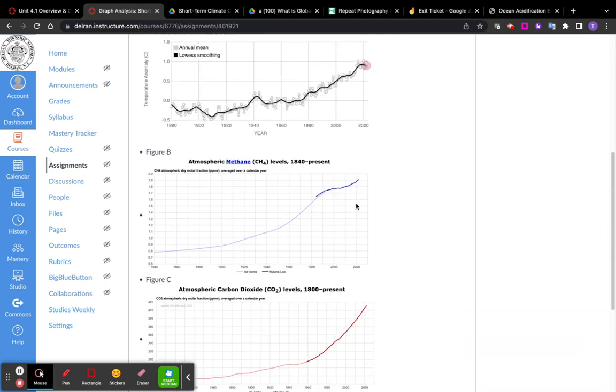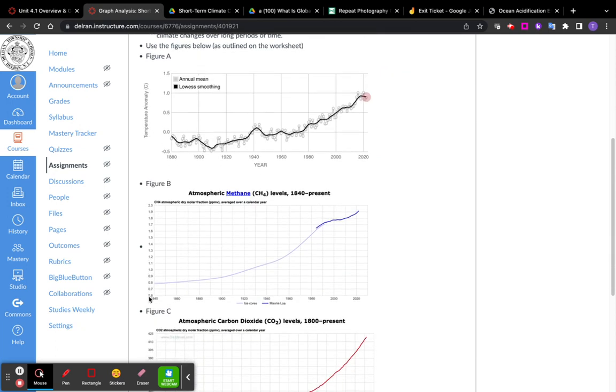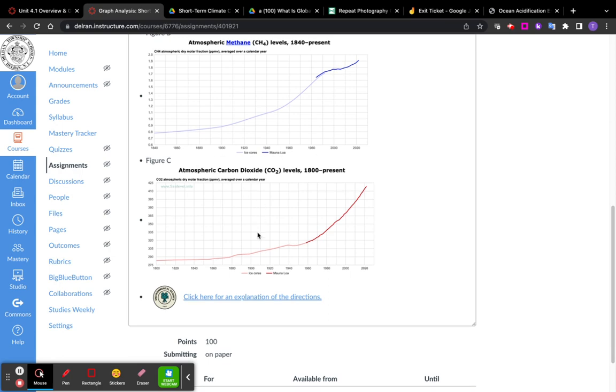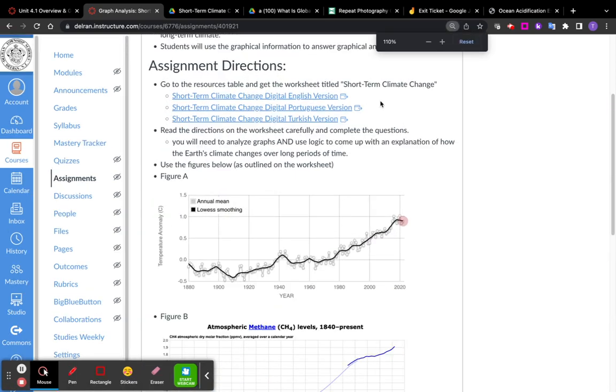Something that's important about this is that this graph here has something on the y-axis called temperature anomaly. And I'm going to explain to you what that is. This obviously is how much methane is in the atmosphere in parts per million. This is how much CO2 is in the atmosphere, parts per million. You know, the dates here. But this one says temperature anomaly. So what the heck does that mean?